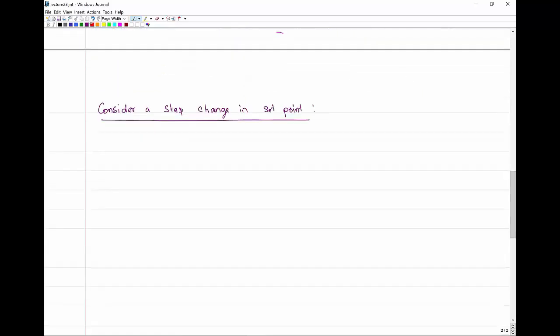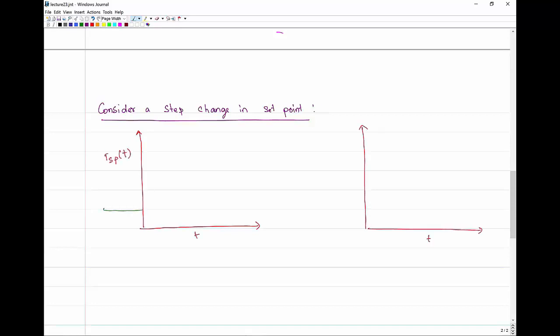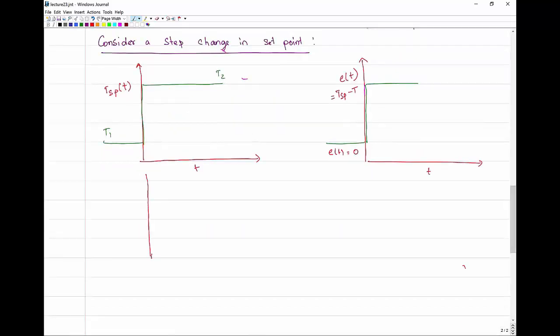To understand how proportional and integral actions work, let us consider a step change in the set point. The step change in the set point is shown in the left-hand plot. As soon as there is a step change in the set point, we will notice an immediate change in the control error as well, because the control error is directly proportional to the set point. And in fact, when the closed loop system is broken, in other words, when there is no feedback, a step change in the set point will instantaneously lead to a step change in the control error.